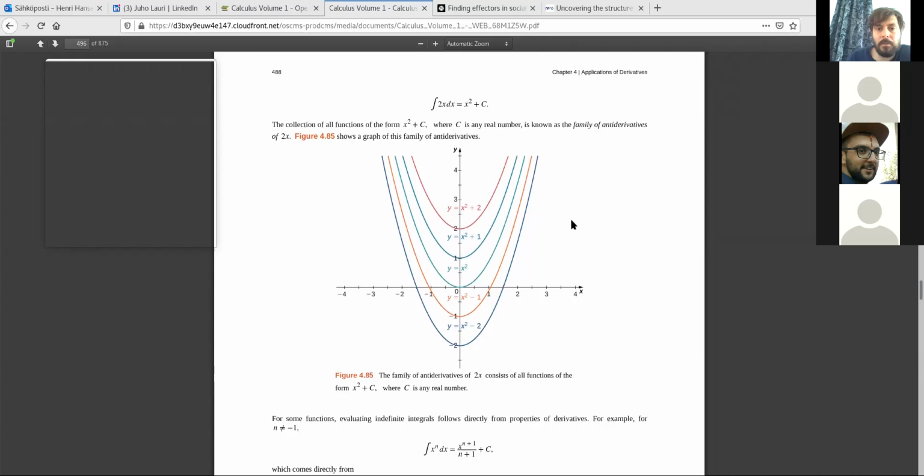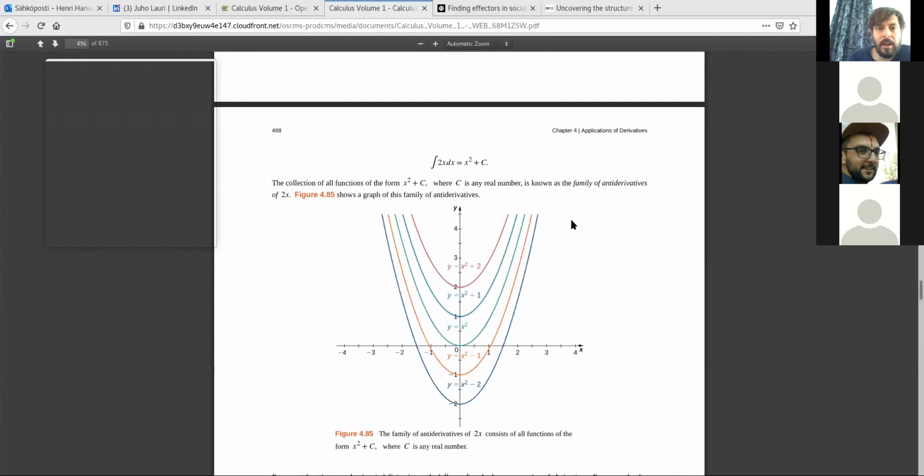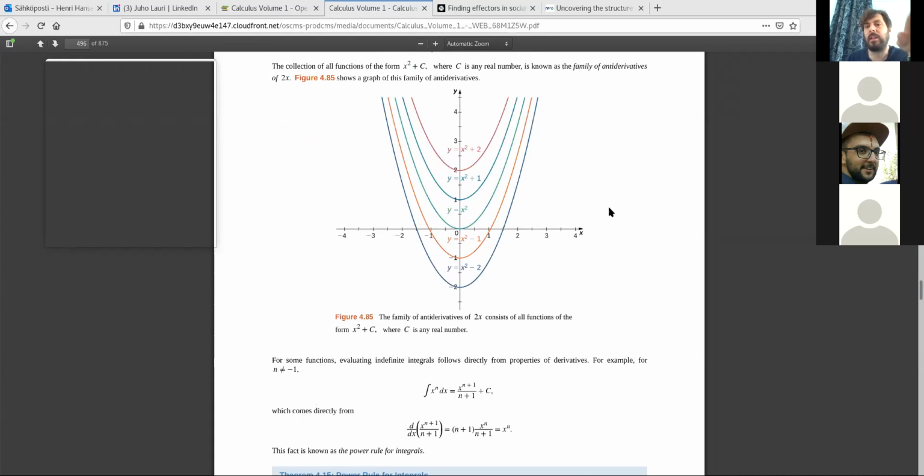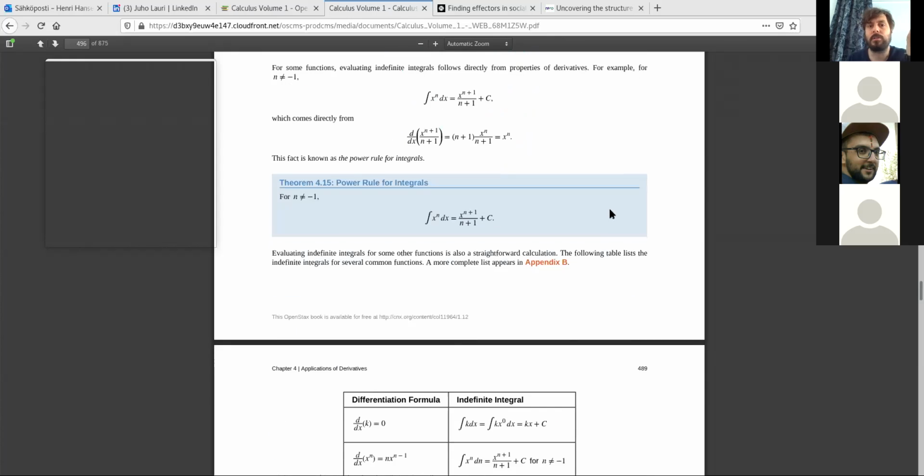Here are some examples. If you have 2x and you find its antiderivative, then it's x squared plus c, and the c can be any real number. So we don't know which of these we are talking about, and the indefinite integral means exactly that. It's not definite, it's not set anywhere. We don't know which one of these functions we are talking about. So it's not defined. And all the rules that we have for differentiation, we can use them backwards.